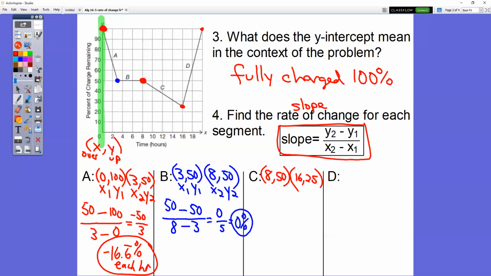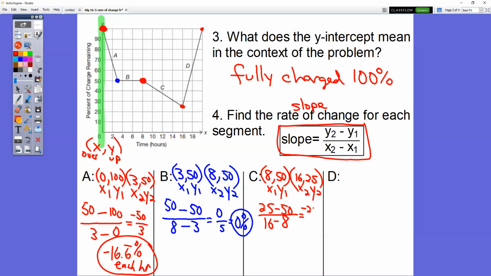So all points are written X, comma Y. 8 is an X, 50 is a Y. 16 is an X, 25 is a Y. 8, comma 50 is the first point, so these get 1s. 16, comma 25 is your second point. Those get 2s. Y2 minus Y1, 25 minus 50. X2 minus X1, 16 minus 8.